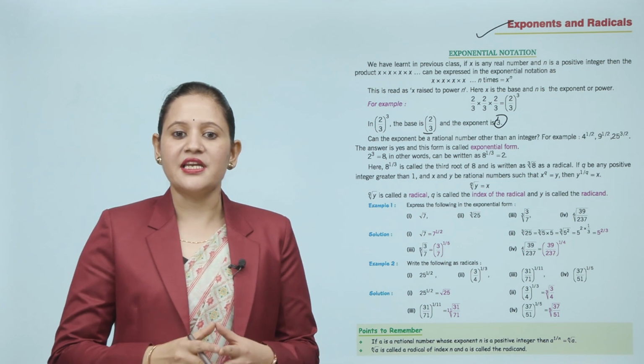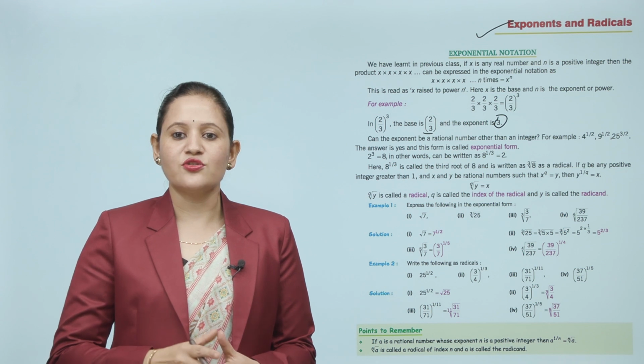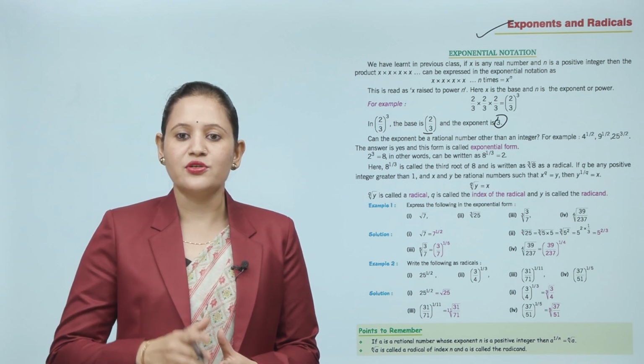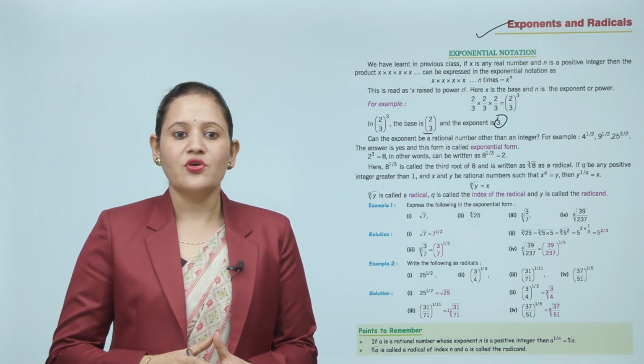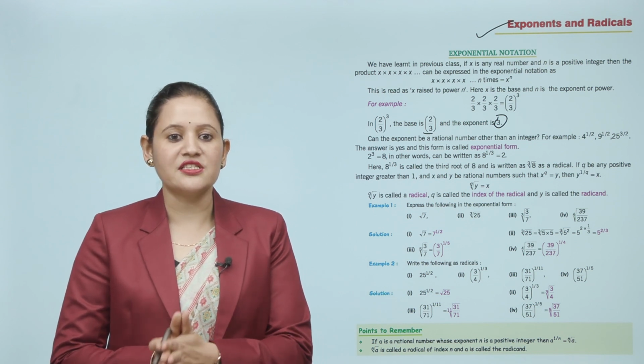Can the exponent be a rational number other than an integer? For example, 4 to the power 1 by 2, 9 to the power 1 upon 2, 25 to the power 3 by 2. The answer is yes, and this form is called the exponential form.